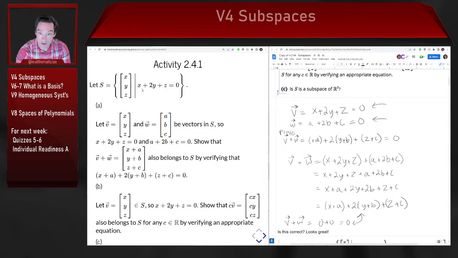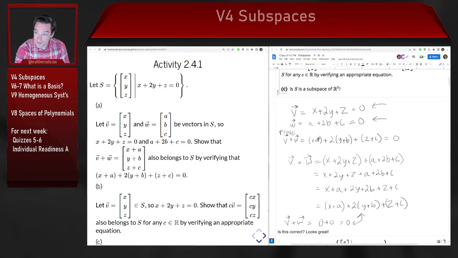We only know one thing. We know that their x-coordinate added to twice their y-coordinate added to the z-coordinate is equal to 0. So that means that if v is equal to (x, y, z), then x plus 2y plus z is 0. And if w is equal to (a, b, c), then a plus 2b plus c is equal to 0. So then the question is, if I add v and w together, am I guaranteed that their sum also belongs to the set S? The only thing we know about the set S is that its criteria for membership is that the x-coordinate plus twice the y-coordinate plus the z-coordinate of any of its points is equal to 0.